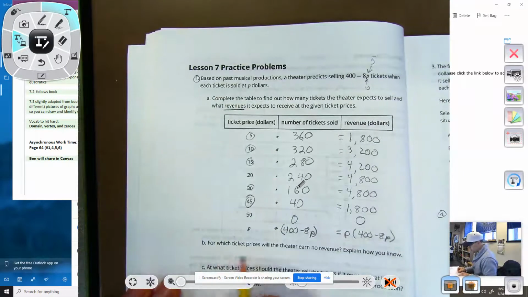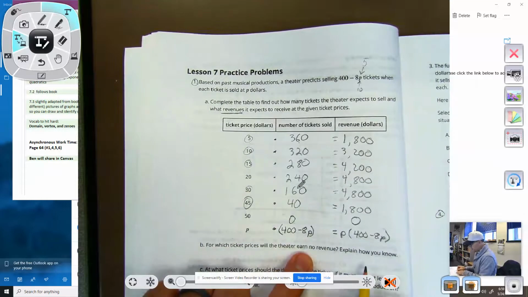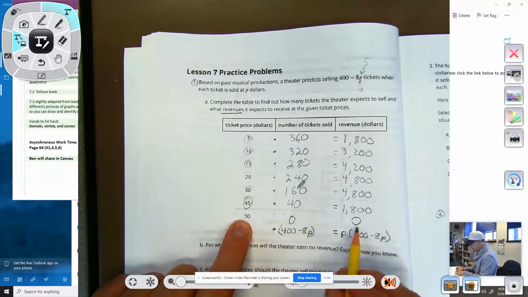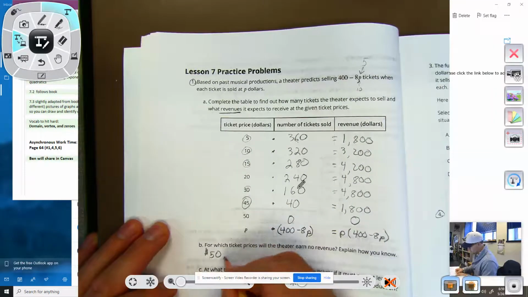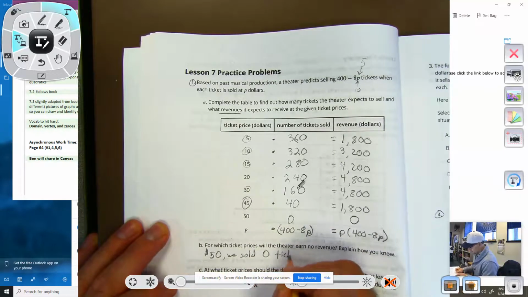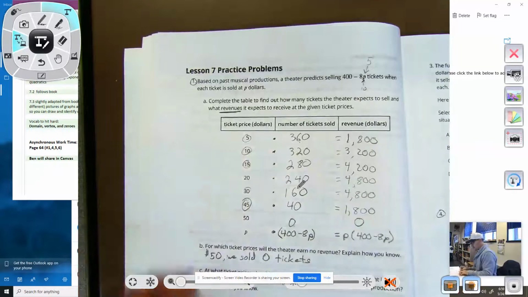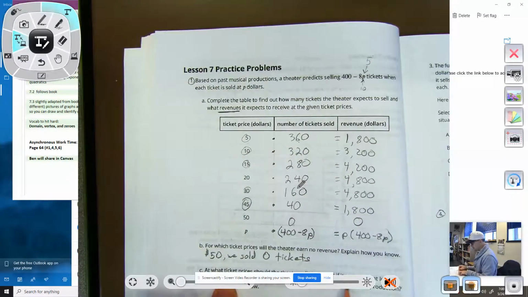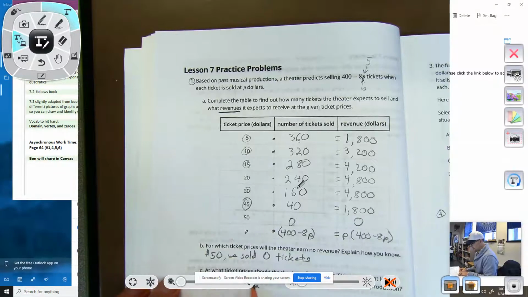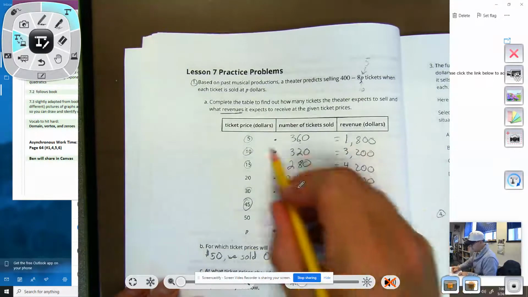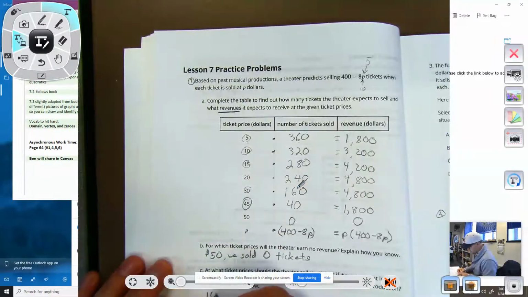All right. For which ticket price will the theater earn no revenue? Obviously 50, because we sold 0 tickets. $50, we sold 0 tickets and made 0 money. At which ticket price should the theater sell the tickets if it must earn at least 3,200 in revenue to break even on the musical production? Well, we just need to find out where revenue is 3,200. Well, right here. So $10.